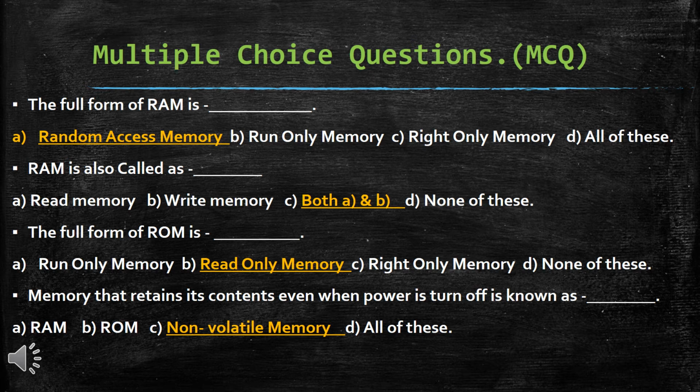The next one is the full form of ROM is dash: run only memory, read only memory, write only memory, and none of this. The answer is read only memory. Memory that contains its content even when the power is turned off is known as dash: RAM, ROM, non-volatile memory, all of this. The answer is non-volatile memory.